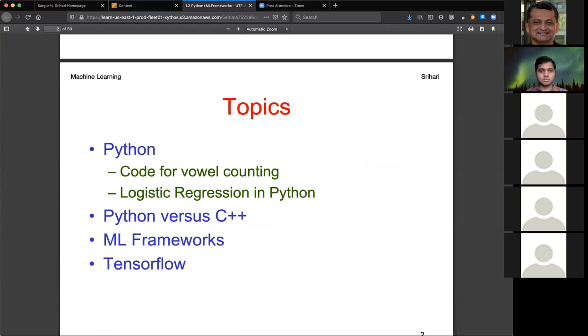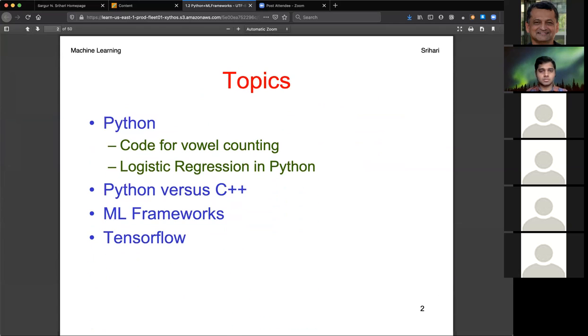Okay, what are we going to learn here? We'll talk a little bit about Python here. There we will first look at a small piece of Python code for vowel counting, a simple one. You may want to try these out on your own just to get familiarized. And the second one is actually logistic regression in Python. And so that'll give you a real head start on the first project, as I said.